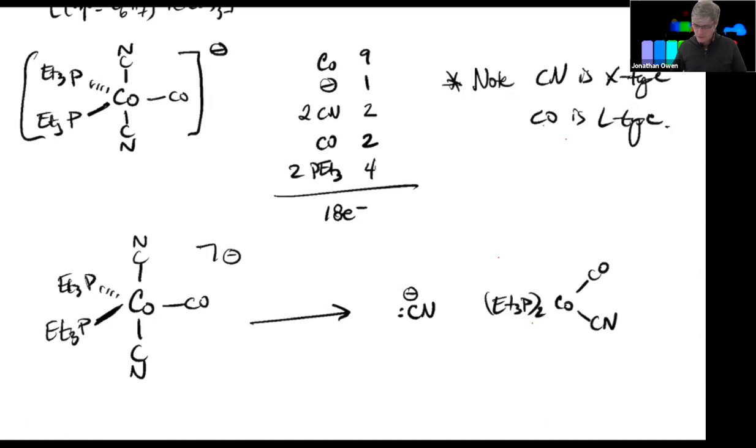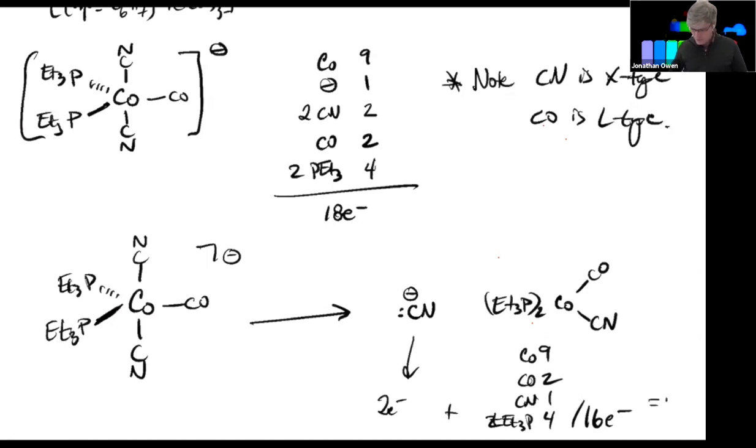Now we can do the counting over here. So we got cobalt at 9, we got a CO for 2, a cyanide for 1, and 2 triethylphosphines for 4. That's 16 electrons. And this guy is 2 electrons. Add those together, it gives you 18 electrons.